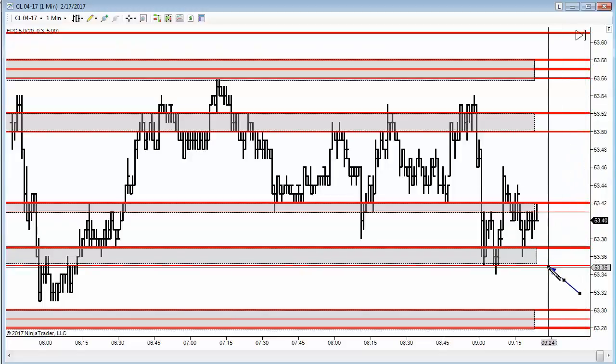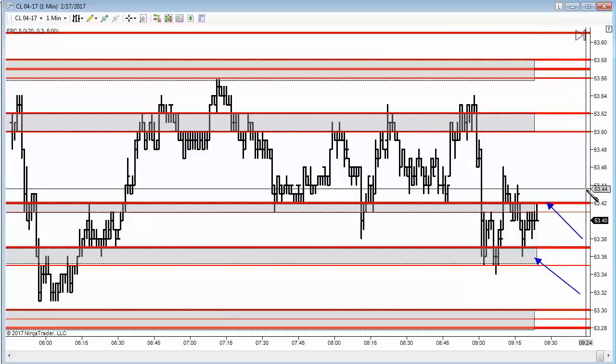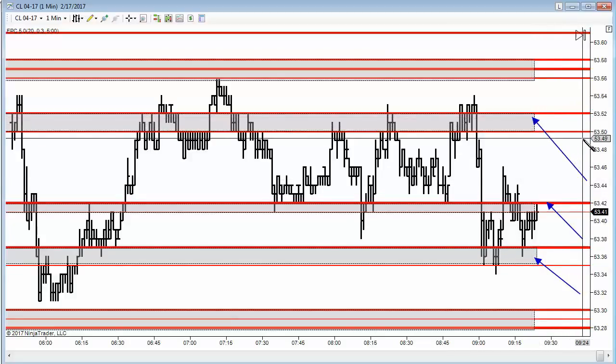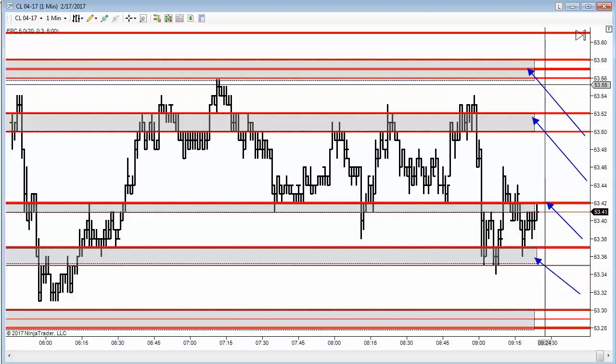And so what the software is saying is, hey, they're committed here, they're committed here, they're committed here, and they're committed here. They're making important decisions when they get to these places. They have to because they have positions there.